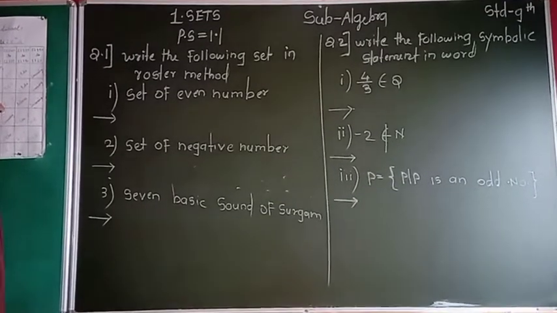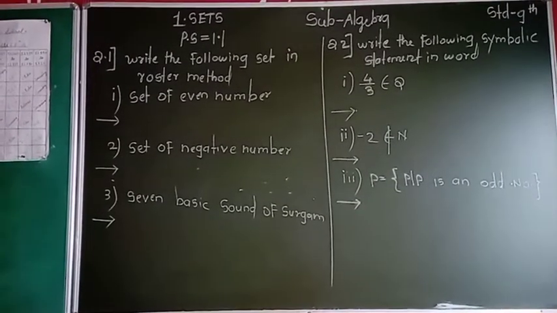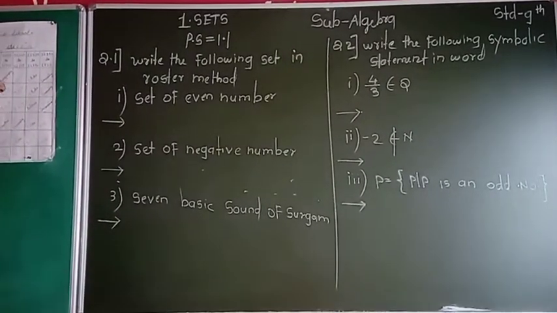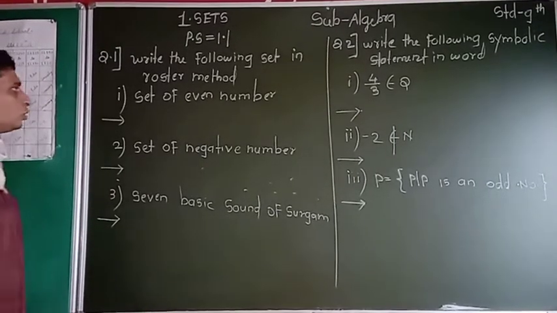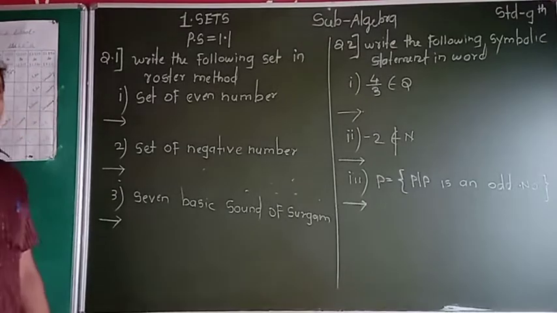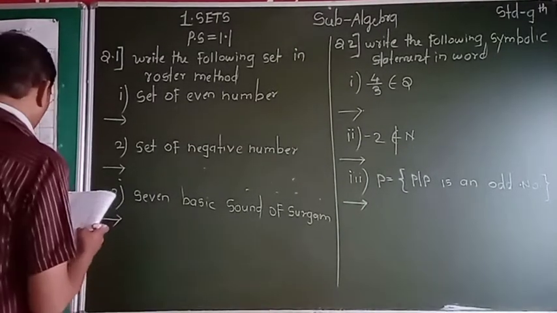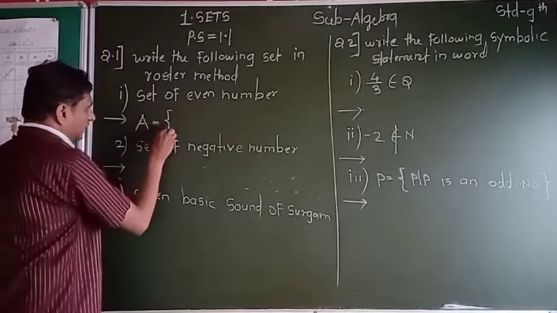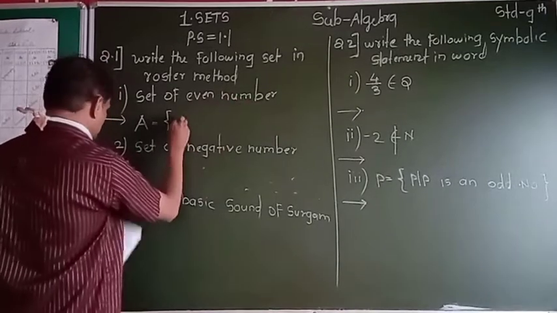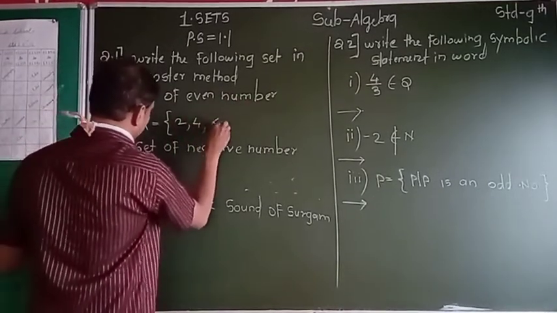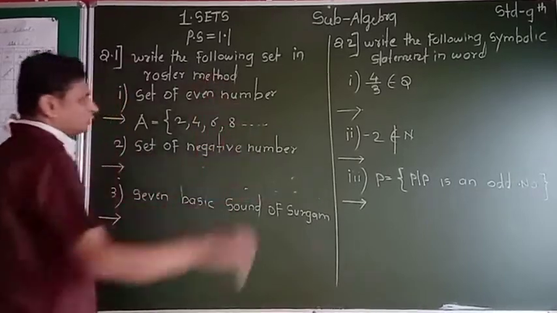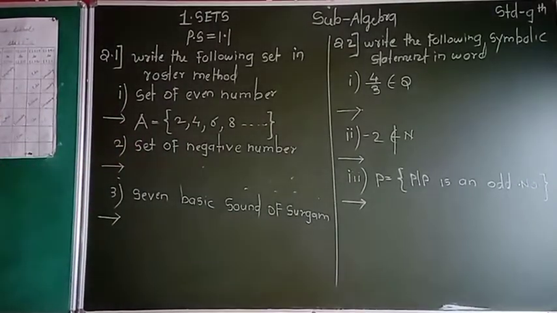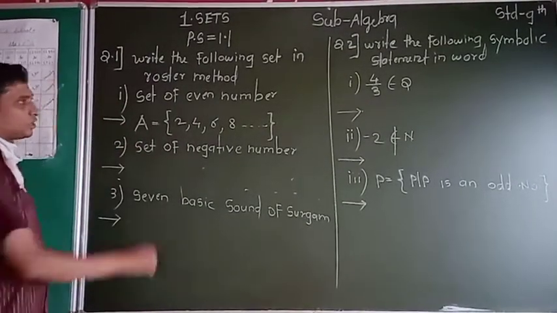In the roster method, students, we have to write the elements of the set in curly brackets, and we have to give a name to the set. So for the set of even numbers, we note 2, 4, 6, 8. First, we write the name of the set, say A. So A is equal to, in curly brackets, the even numbers 2, 4, 6, 8 up to infinity, and then you close the bracket. This is the example of the roster method: the set of even numbers.